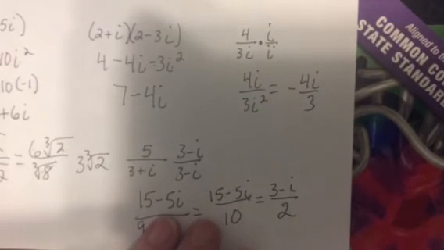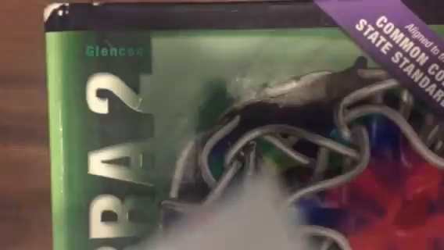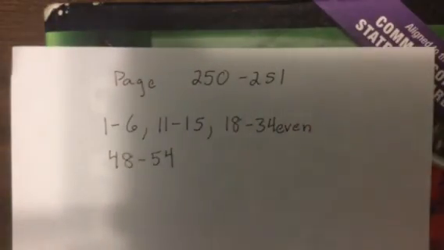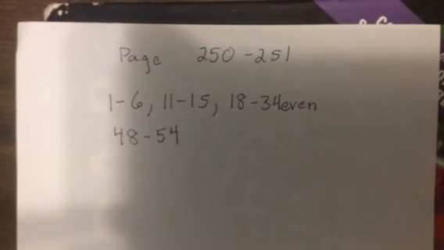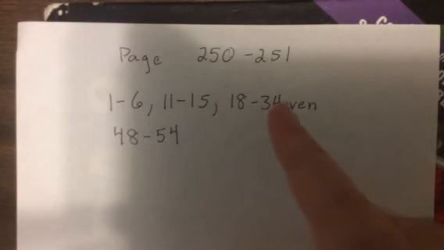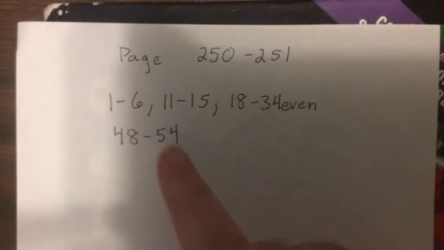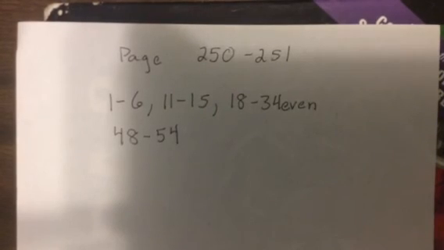Woo, that was quick. Now, your homework due Monday is just imaginary numbers. And there they be. 1 through 6, 11 through 15, 18 to 34 even, 48 to 54 all, on page 250 to 251 in your textbook. Have fun. We'll go over some more tomorrow.